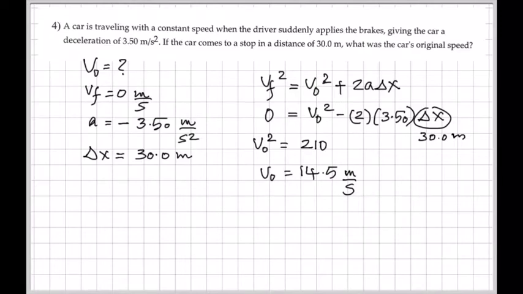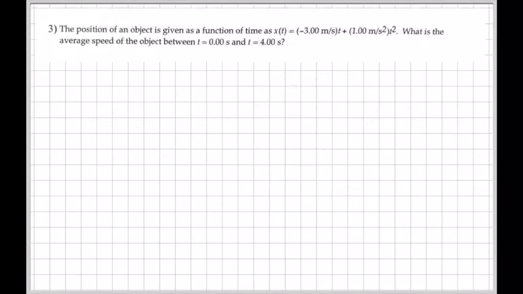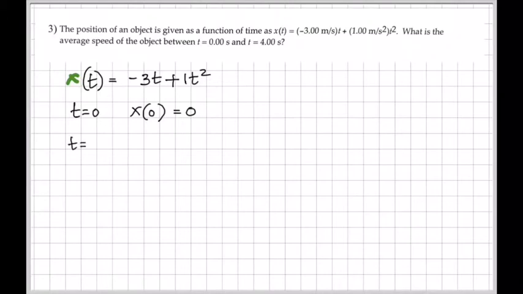Hold on. So in this question, x of t is minus 3t plus 1t squared, without the units. When t is 0, of course, everything becomes 0. So x at 0 is equal to 0. And when t is equal to 4, x at 4 is equal to, somebody should have got it, so please tell me. Oh, hold on. X of 4 is 4.